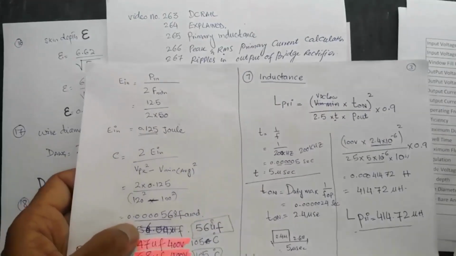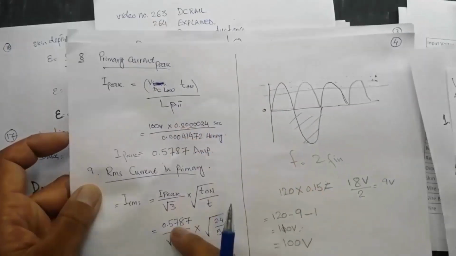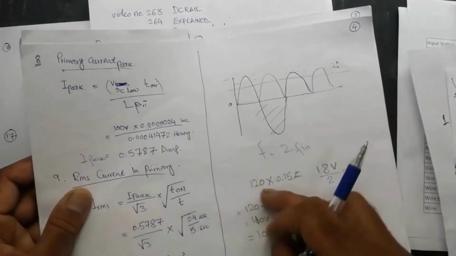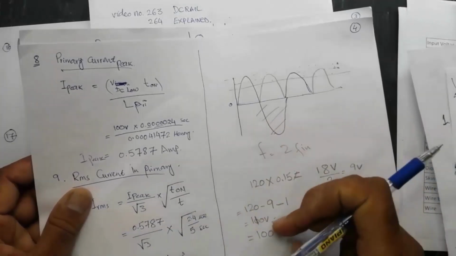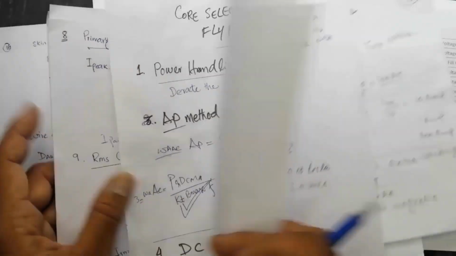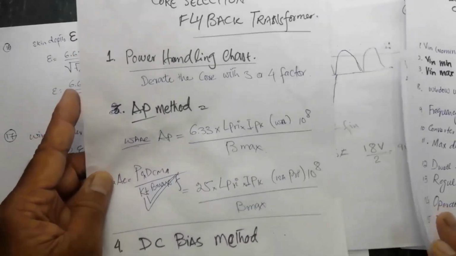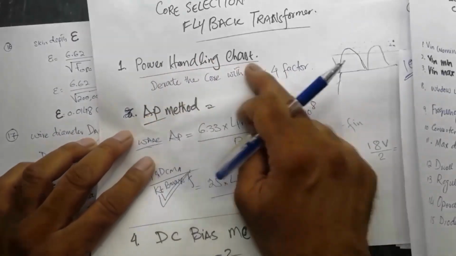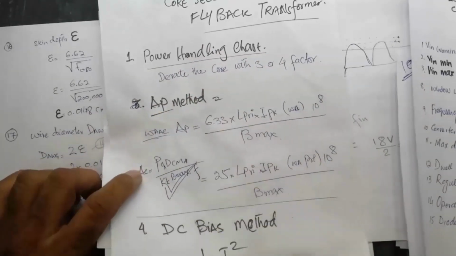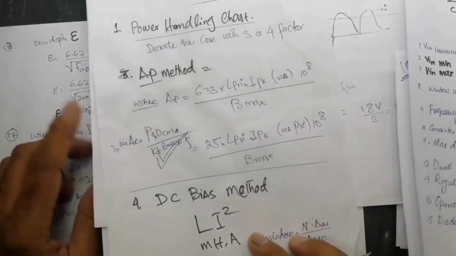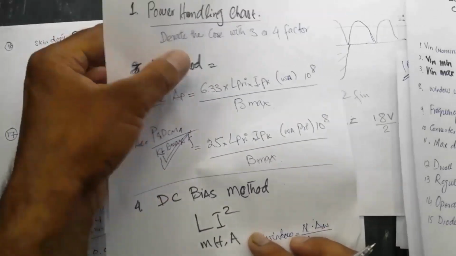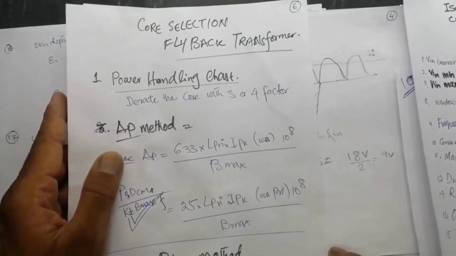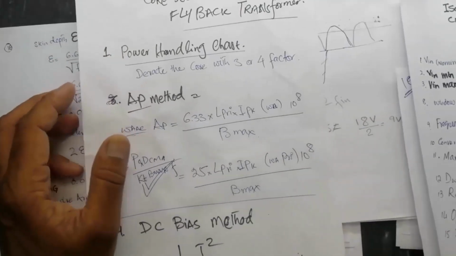Video number 266 covered peak, RMS and peak currents. Then ripples in the output of the bridge rectifier and how we can calculate them. Then I shared how to select a core for a transformer. I discussed the power handling chart, AP method and DC bias method. And today we will calculate the complete transformer windings and all core losses, copper losses, and turns.